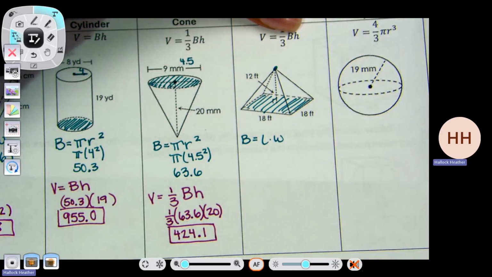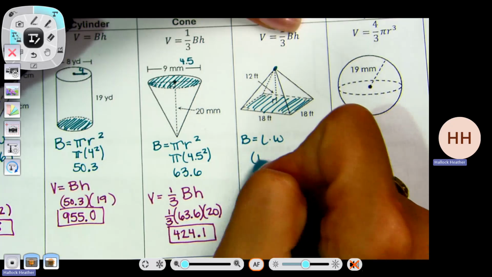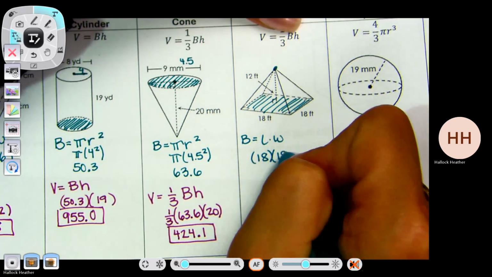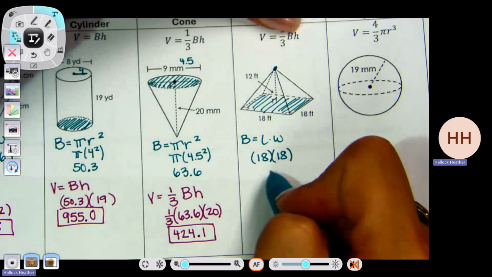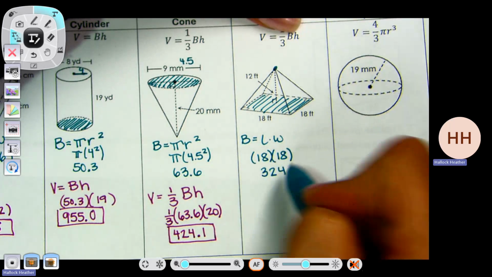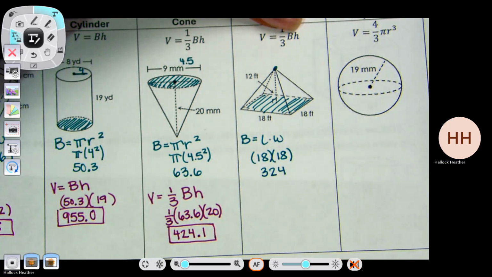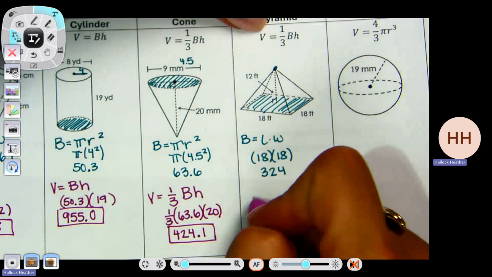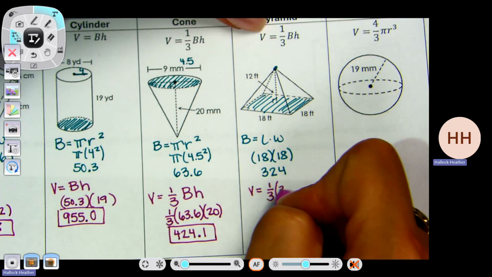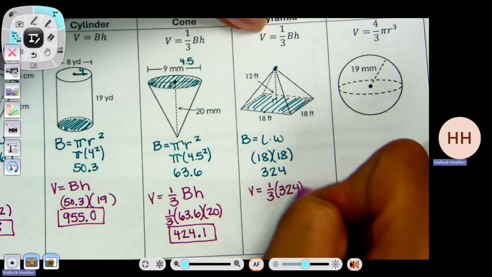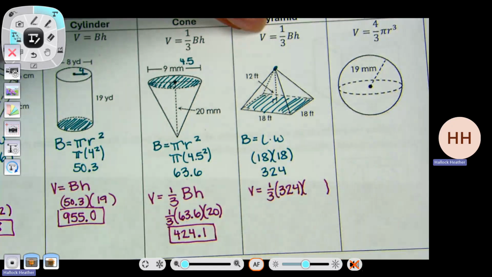So what two numbers am I using? 18 and 18 because it's a square. So what is my total for big B? 324. So for volume, we're doing volume equals 1/3 times big B, which is 324. Vertical height goes straight up from the ground.